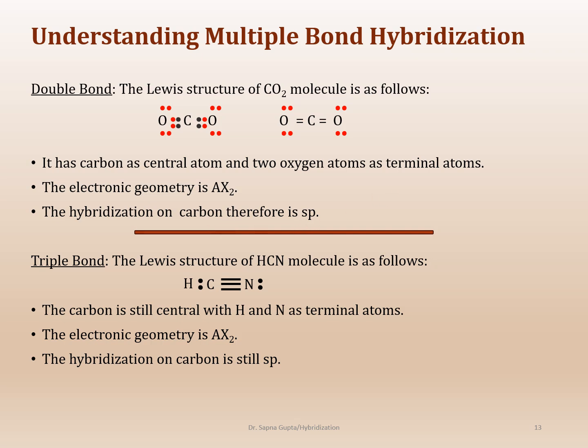How am I getting sp? I'm getting sp because s plus p, 1 plus 1, is equal to 2. That 2 is equal to this 2. 2 electron groups, 2 orbitals. That's how I'm getting it.